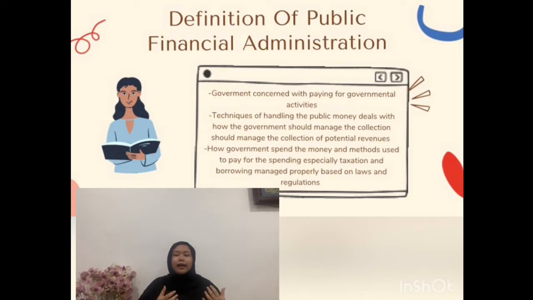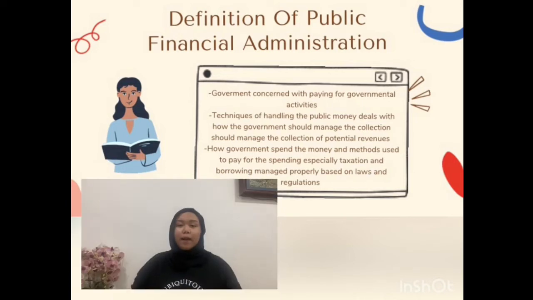It can be defined as encompassing both the spending by government and the method used to pay the spending, especially taxation and borrowing, managed properly based on law and regulation. Public financial administration can also be defined based on several concepts. It involves a time cycle process, beginning with tax collection for revenue generation, then the process of spending. Later, it involves the process of recording for account preparation until the process of auditing.